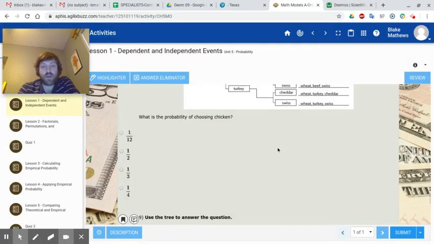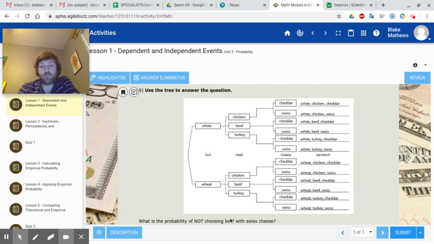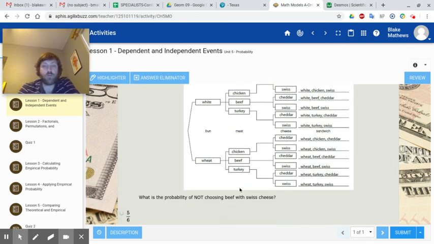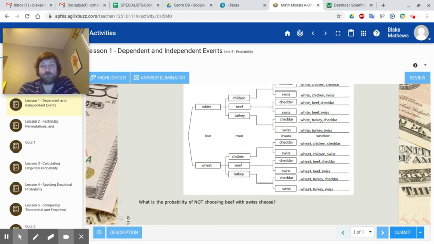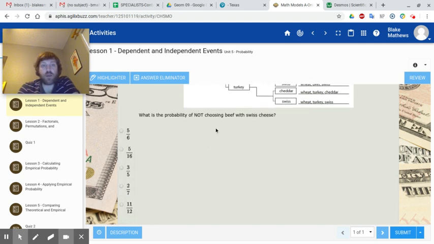So that's that. More of the same in this one, not beef with Swiss. So eliminate all the ones that are beef and Swiss and put how many of them are the other options. And then again, out of the total. So how many are beef and Swiss? Subtract that from the total and then reduce the fraction that you get.